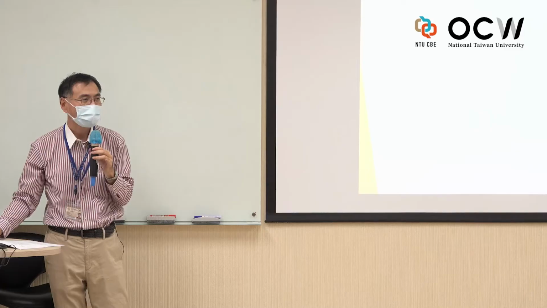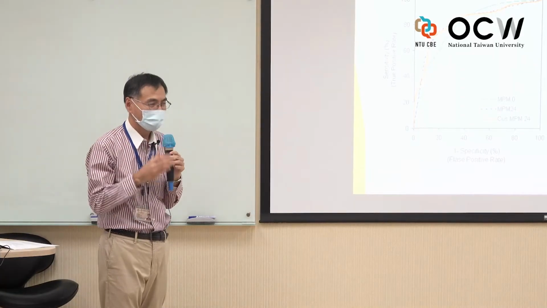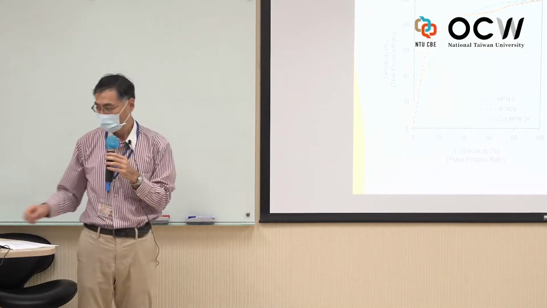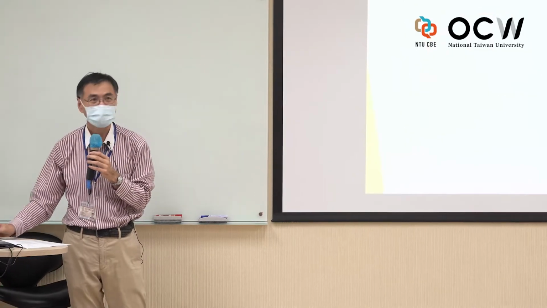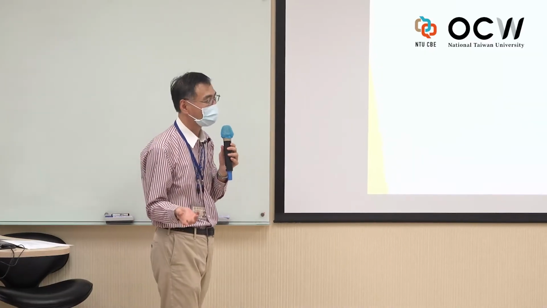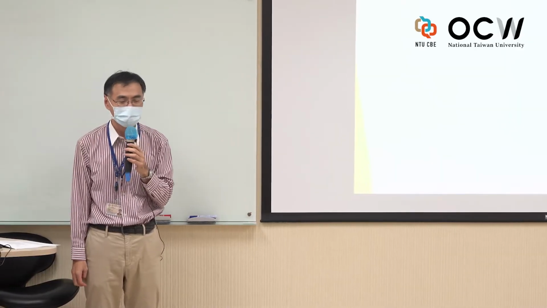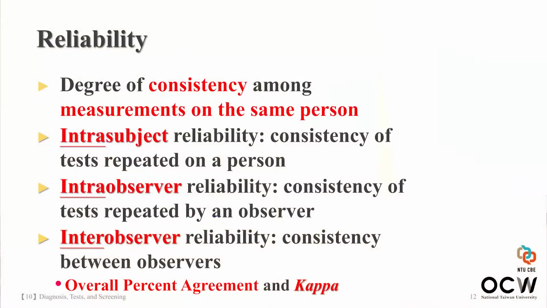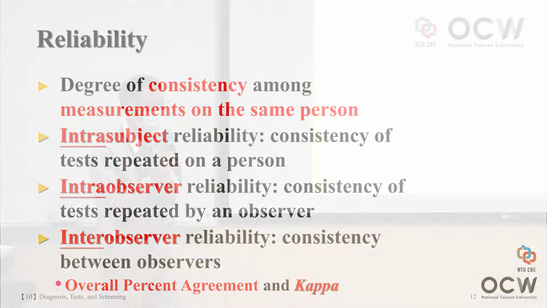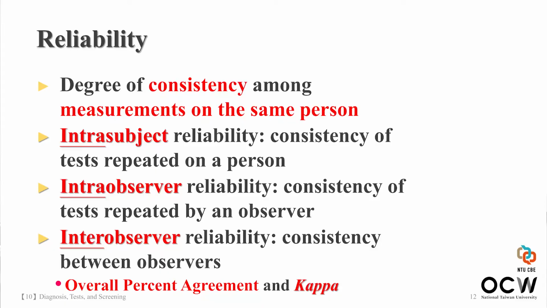So it's a comprehensive way to show you the sensitivity and the specificity at different cutoff points for validity. Okay, so let's talk about reliability. That's a different aspect of how good the measurement or the screening tool is. Reliability is defined as the degree of consistency. So if you do it twice, does it tell you exactly the same answer? Among measurements on the same person. So now we are talking about the same person.